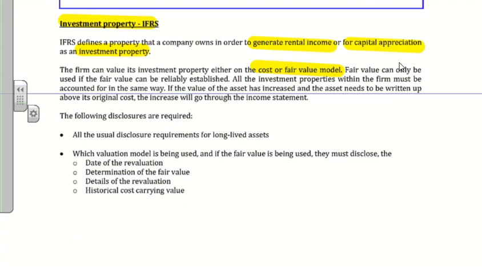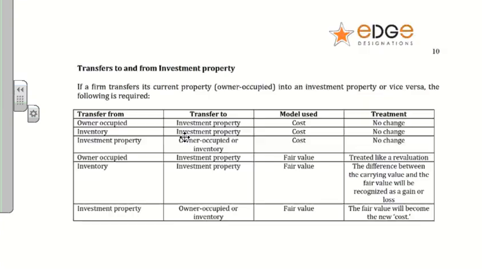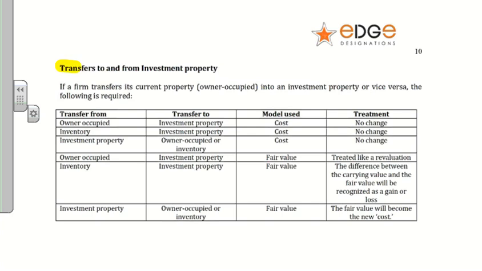What are some of the disclosures? All the usual disclosures that we have for long-lived assets. If I decide to go for the valuation method as opposed to the cost method, we also need to disclose the date that we did the revaluation, the determination of the fair value, details of the revaluation, and historical cost carrying value. Top of page 10, transfers to and from investment property.